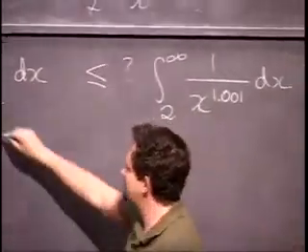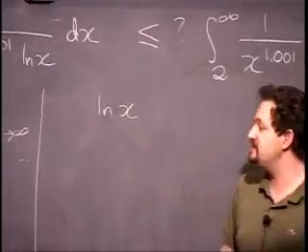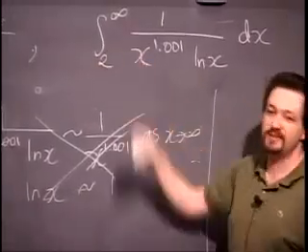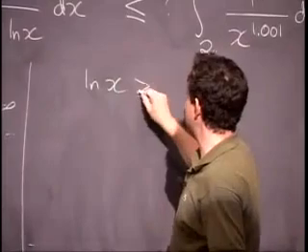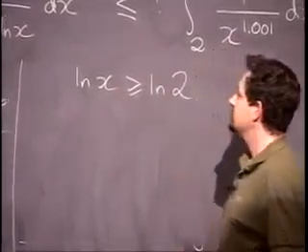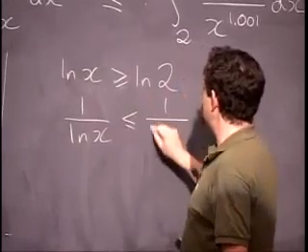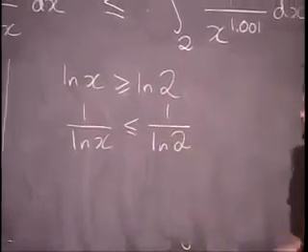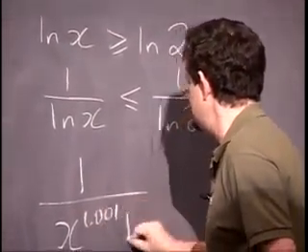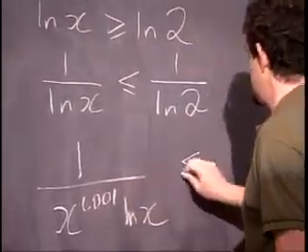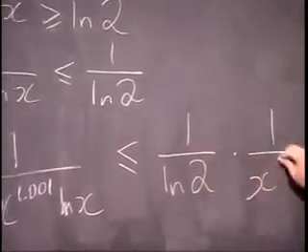It's almost true. Let me show you how close we were to this. Log x, how small could log x be when x is between 2 and infinity? Well, log is increasing, so this is at least log of 2. So 1 over log x is less than or equal to 1 over log 2. So 1 over x to the 1.001 log x is less than or equal to 1 over log 2 times 1 over x to the 1.001.